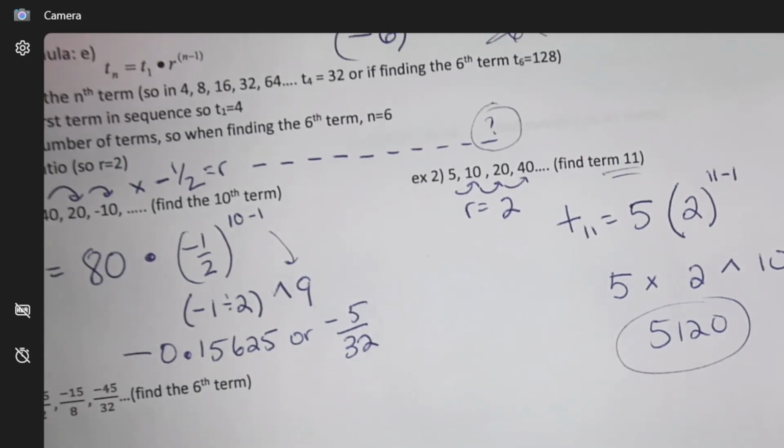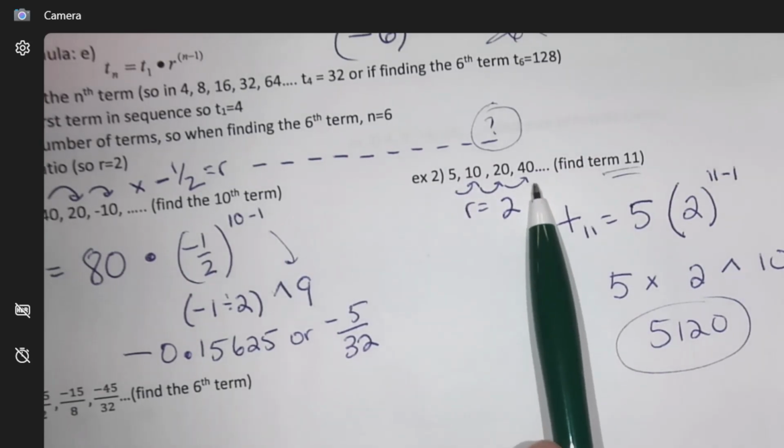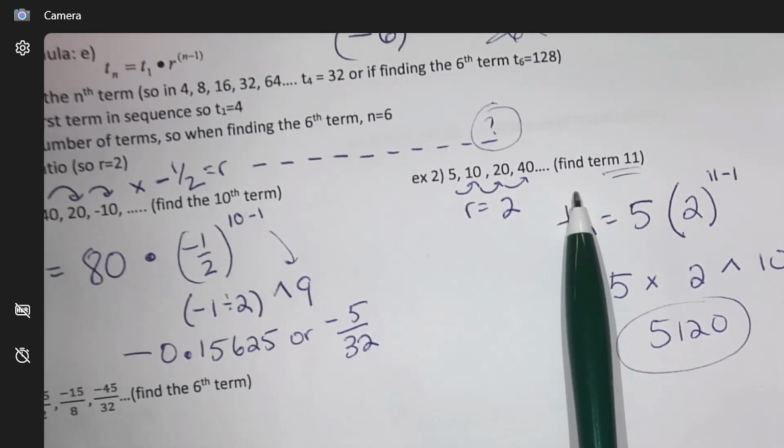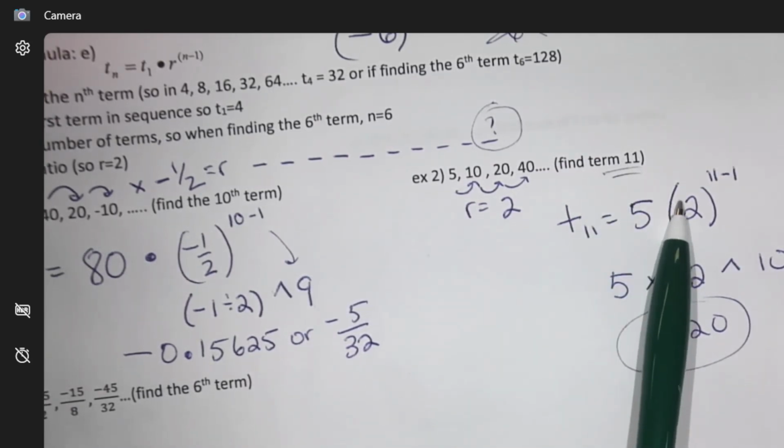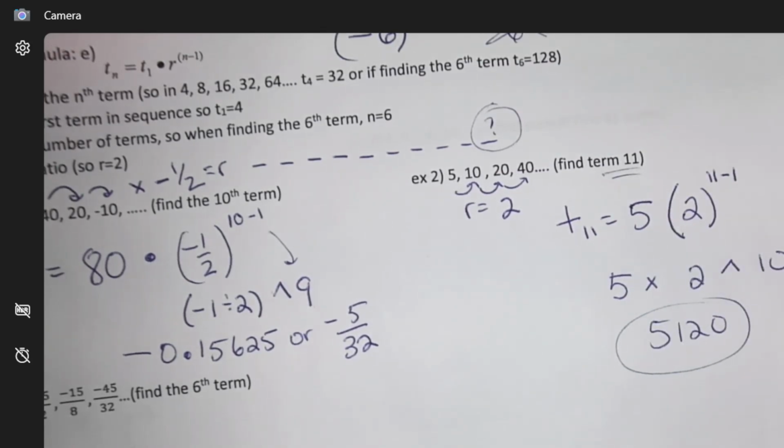You should always ask yourself if your answer makes sense. So if I kept going, the next term would be 80, 160, 320, right? Does that make sense? Yeah. It's getting bigger. It'll get bigger, bigger, bigger.